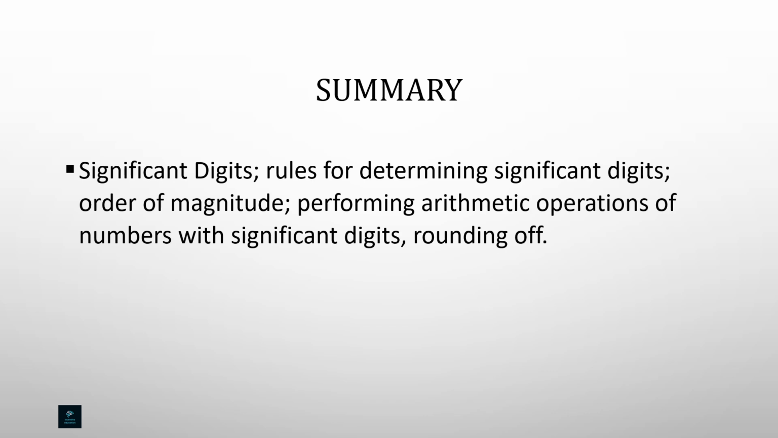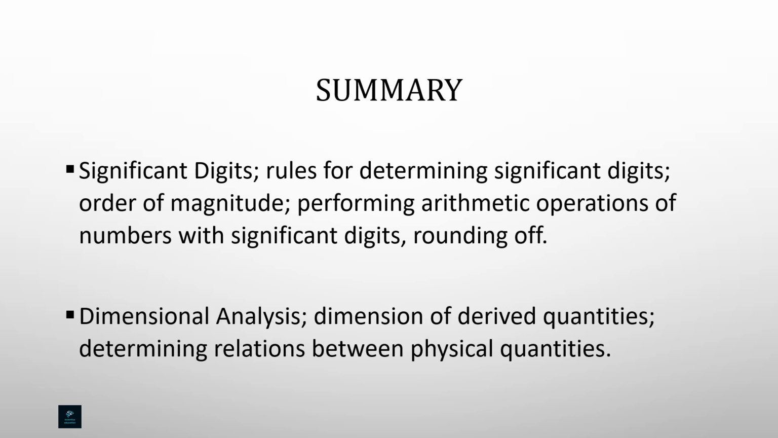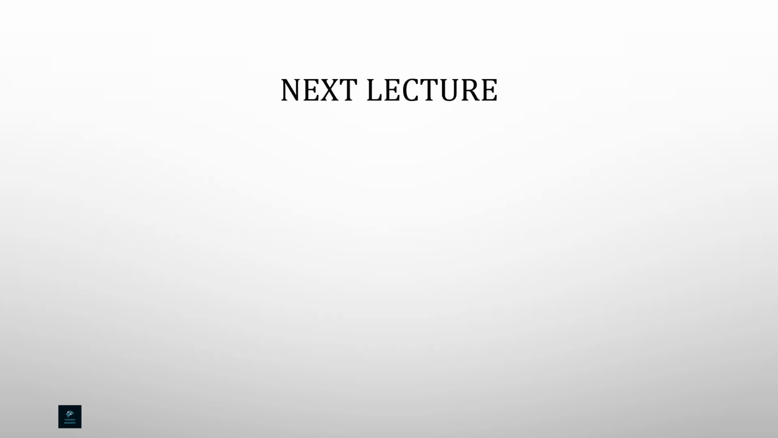To summarize, in this lecture we have learned about significant digits, rules for determining significant digits, order of magnitude, performing arithmetic operations on numbers with significant digits, and rounding off. In dimensional analysis, we have learned the dimensions of derived quantities, and how to determine relations between physical quantities. In the next lecture, we will take some problems and their solutions on this chapter.